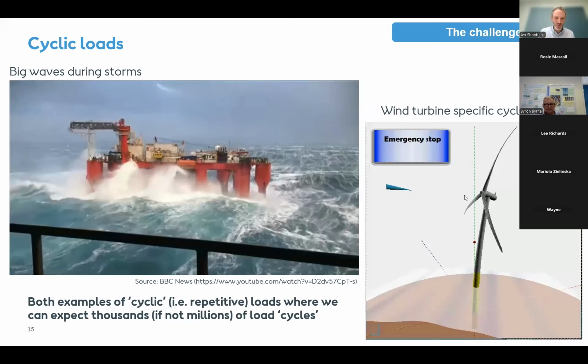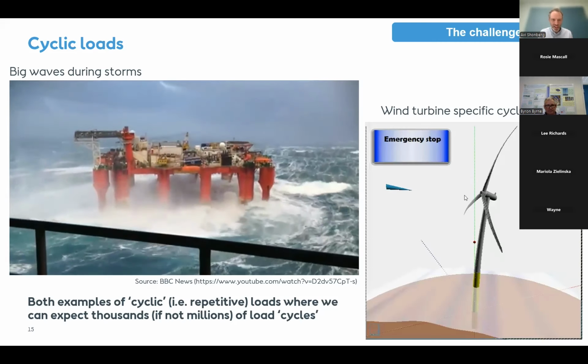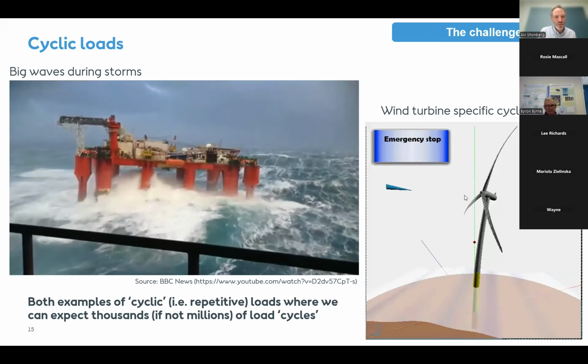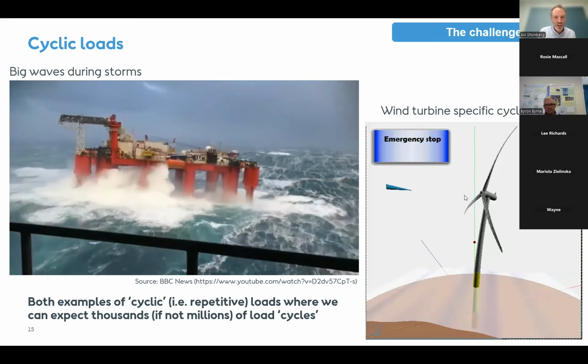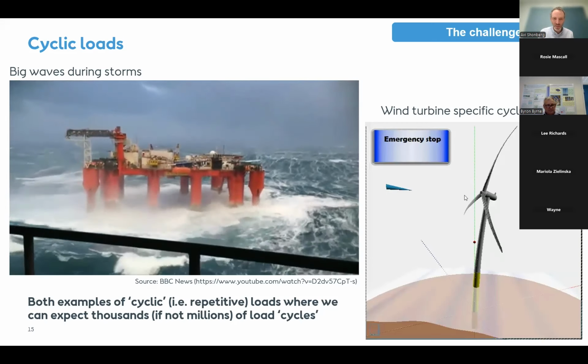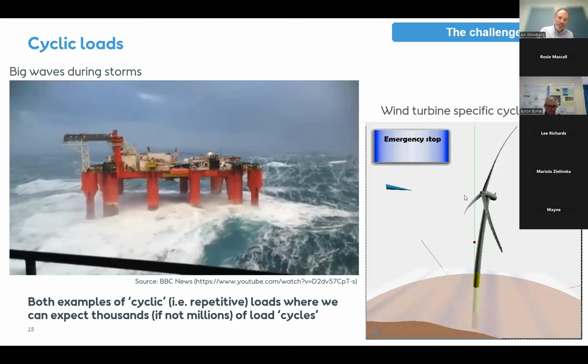Well, during storms, and this is from the BBC, and this is a floating structure here. This isn't fixed down, which is why it's moving. But here we are in the middle of a storm off the coast of Scotland in the North Sea. And what you'll notice here is that the waves, not only are they absolutely massive, they're very repetitive, which means these loads keep coming. They keep coming and they keep coming.